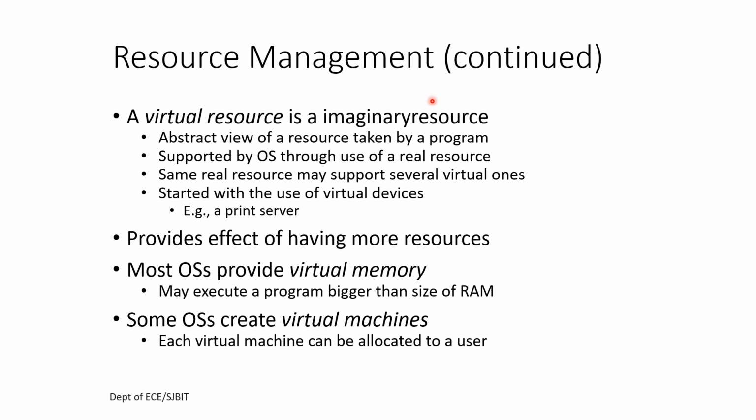So most operating systems which provide virtual memory may execute a program bigger than the size of RAM. Okay, and some operating systems create virtual machines. Each virtual machine can be allocated to the user itself. Okay, so this is all about your resource management. In resource management, we have talked about the resource table and also the allocation of resources. There are two types of resource allocation: partitioning of resource and resource allocation from the pool. Okay, so these are the two resource allocations we have talked about, and also the virtual resource.